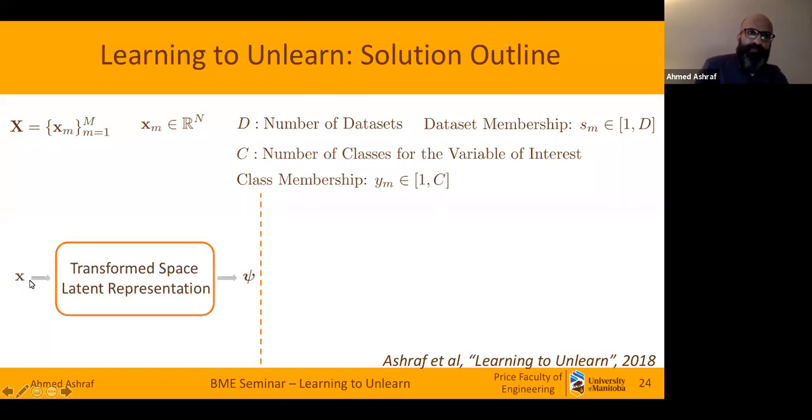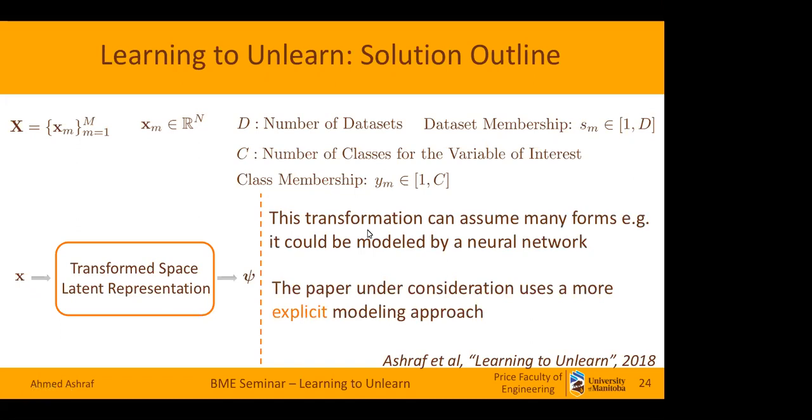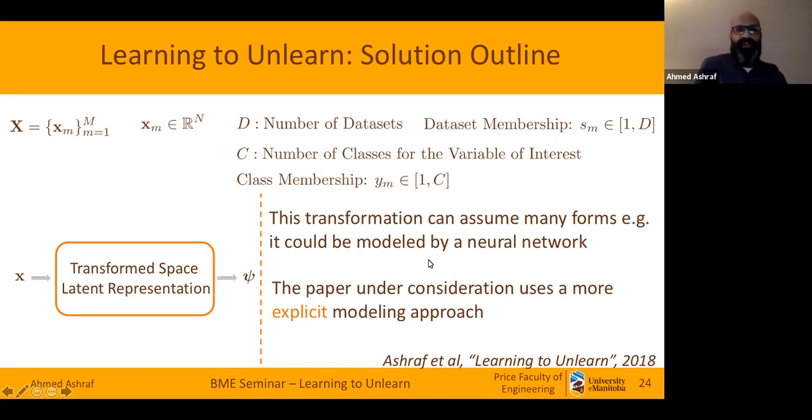And let's say our input X is transformed through some transformation, and the output is this latent representation. We'll call that psi. There are many choices for this transformation. Maybe you can model it by a neural network, but in this paper, I basically took a more explicit modeling approach, starting from first principles, asking what it is that we are looking for in that transformed space.